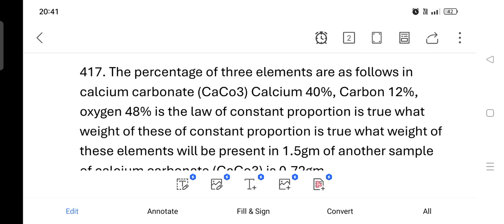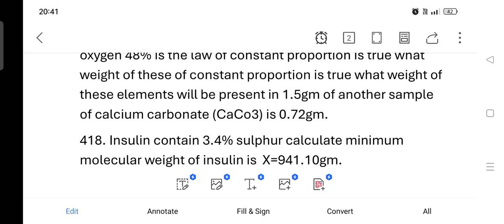The percentages of the three elements in calcium carbonate, CaCO3, are as follows: calcium 40%, carbon 12%, oxygen 48%. Is the law of constant proportion true? What weight of these elements will be present in 1.5 grams of another sample of calcium carbonate, CaCO3? It is 0.72 gram.